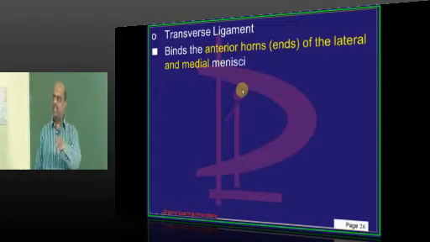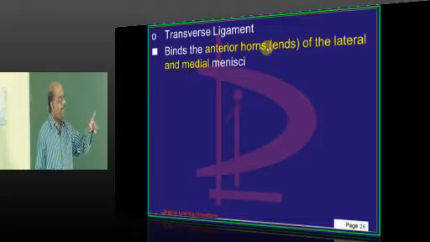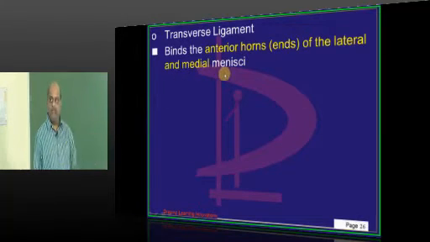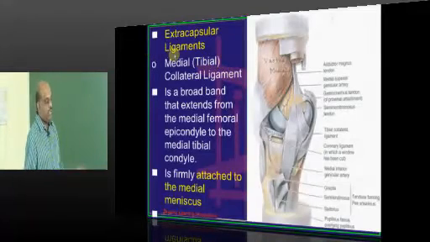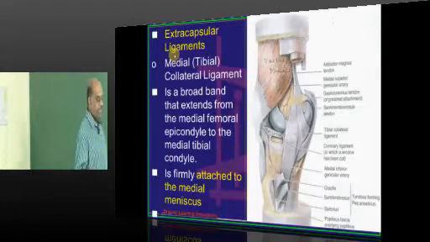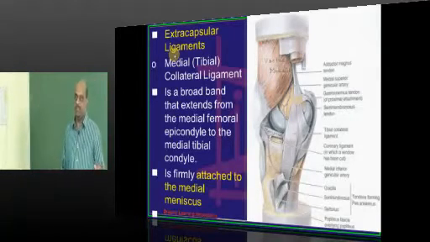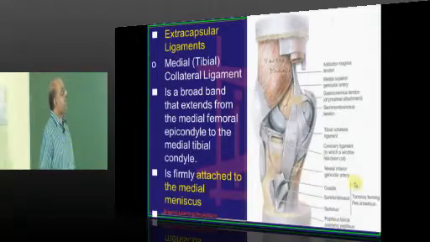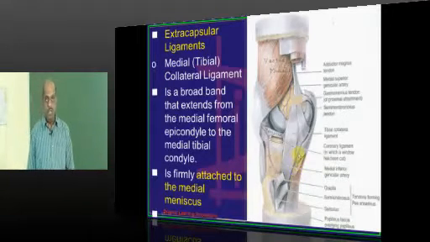We have a transverse ligament which binds the anterior horns of the lateral and medial menisci. That's all the story of intracapsular ligament. Two menisci, two cruciate ligaments. Then what are extracapsular ligaments?